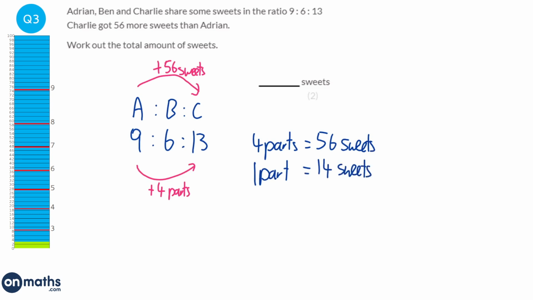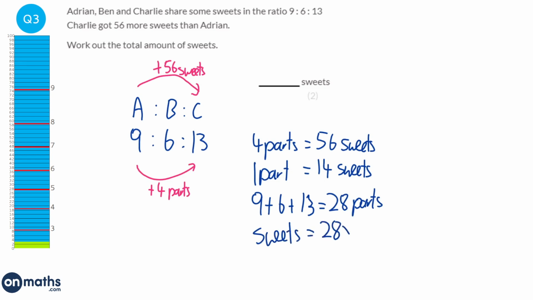So all we need to do now is work out how many parts there are. Well, there are 9 plus 6 plus 13 parts, which is 28. And each part is worth 14 sweets. So the total number of sweets will be 28 times 14. So 28 times 14 is 392.